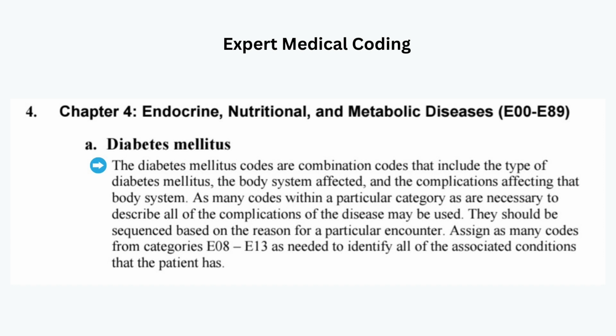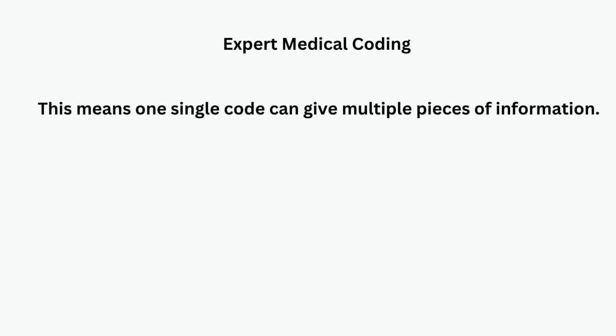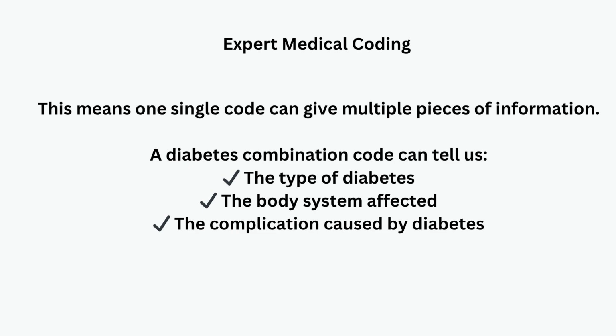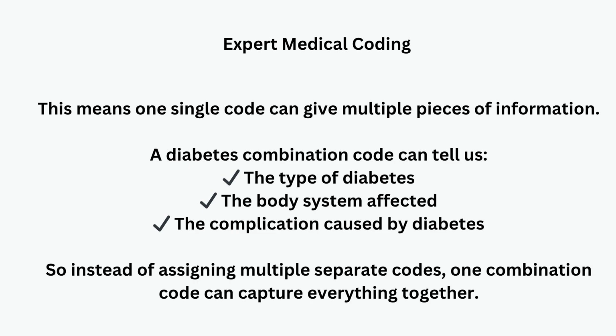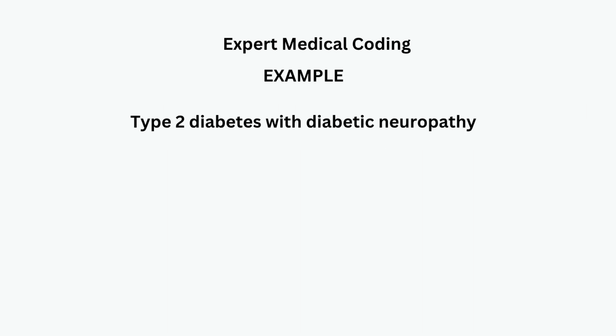Let us first see the first line of the guideline that says that diabetes mellitus codes are combination codes that include the type of diabetes mellitus, the body system affected, and the complications affecting that body system. This means one single code can give multiple pieces of information. A diabetes combination code can tell us the type of diabetes, the body system affected, and the complication caused by diabetes. So instead of assigning multiple separate codes, one combination code can capture everything together. Let us see an example here.